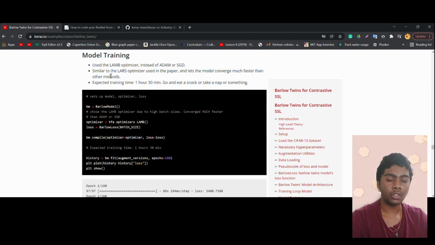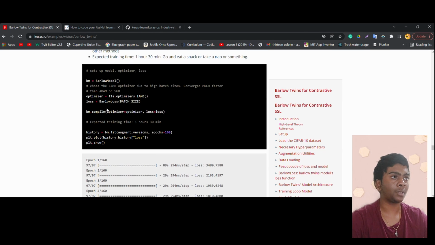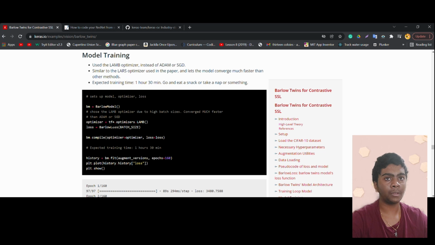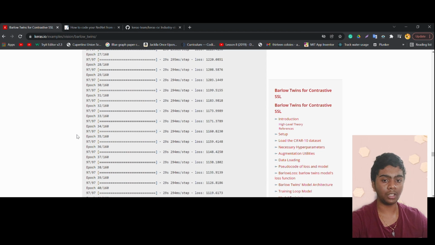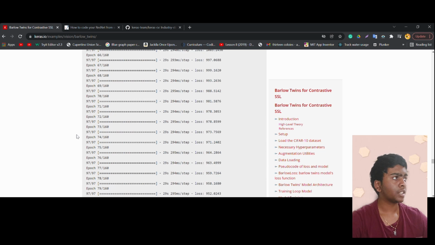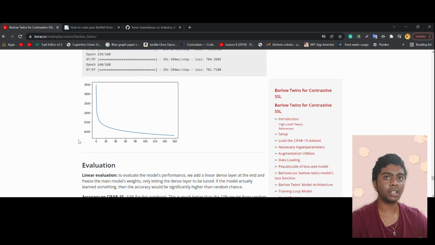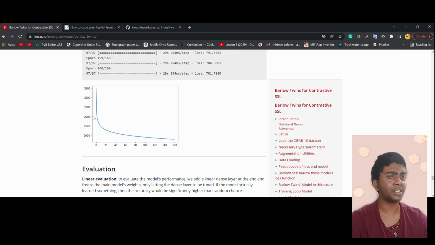In this case, we are going to use the LAMB optimizer. In the paper, they used LARS, L-A-R-S. I couldn't find that in any TensorFlow package, but here I found this LAMB, which is the closest thing. It's actually an improvement on that LARS optimizer. And I found that it actually helps the model converge much, much faster than Adam, which is the conventional optimizer used in these scenarios. So as I was saying, this is our training. As we can see, the loss went down, which is good. That means the model is learning accurate embeddings.